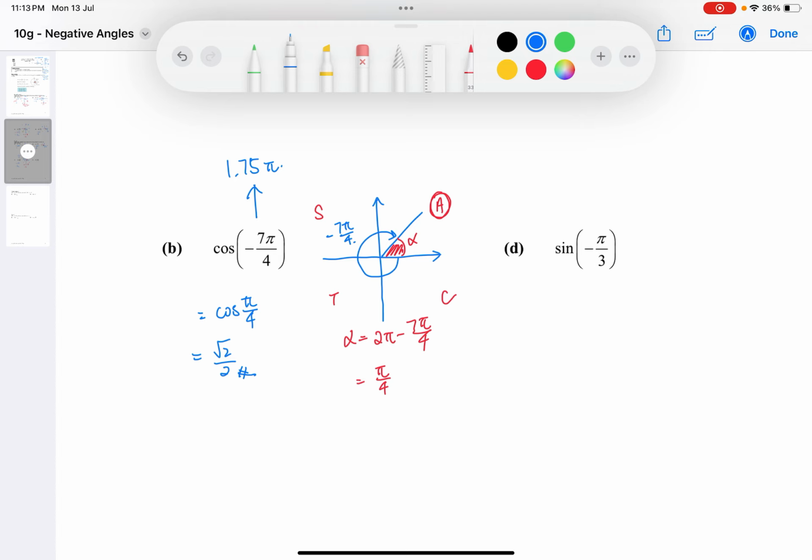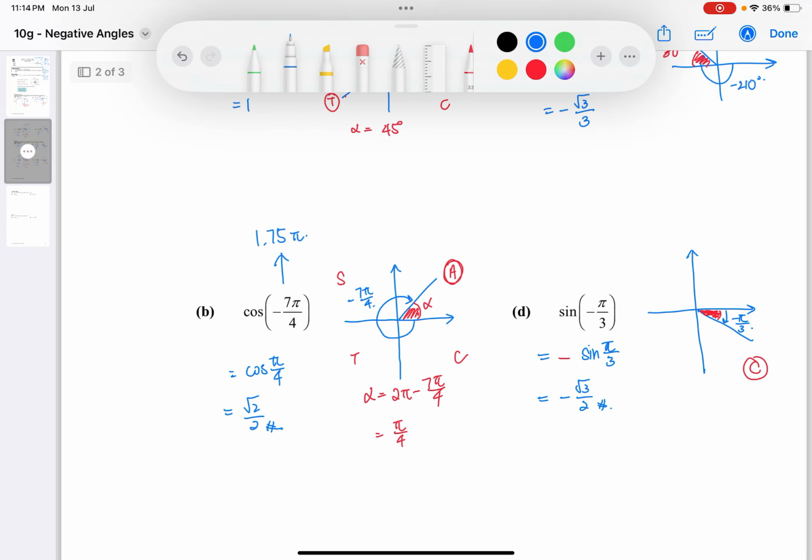Alright, last question. Sine of negative pi over 3 falls under the fourth quadrant here, and therefore it's the same as the basic angle, pi over 3. In the fourth quadrant, only cosine is positive. So this will be negative of sine pi over 3, and negative sine of pi over 3 is negative root 3 over 2.